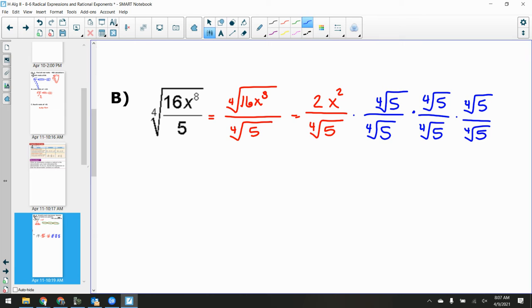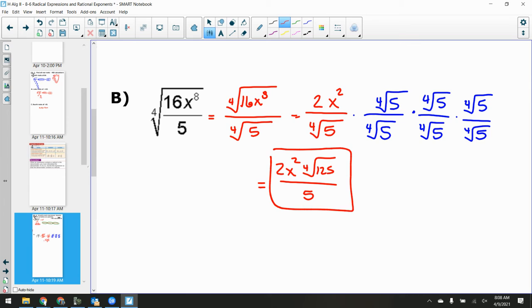Because now what's going to happen? Well, the numerator is just going to be 2x squared, 4th root of, and now 5 times 5 times 5 is 125. And then divided by what? Just 5, right? Because if I've got the 4th root of 5 to the 4th power, whatever that is, 5 times 5 times 5 times 5 is 5 to the 4th. The 4th root of 5 to the 4th is just 5. And that's my answer.